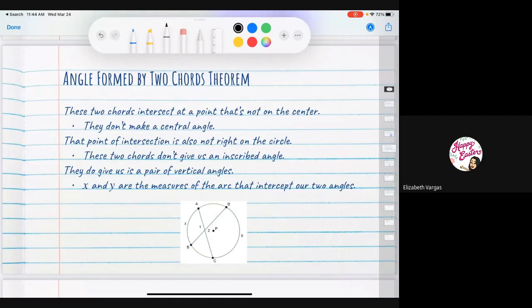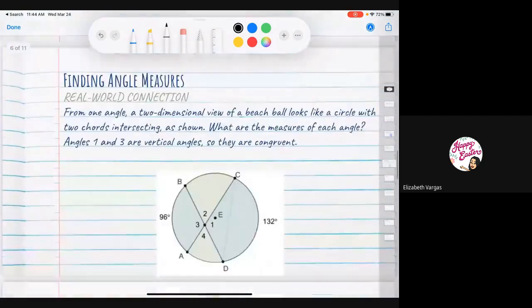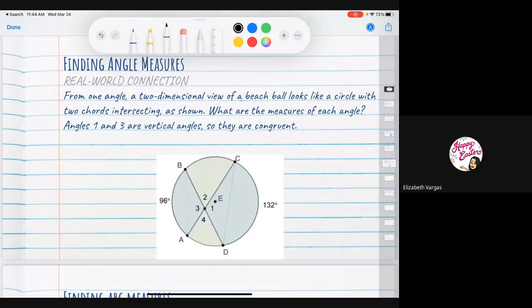What they do is they provide us with pairs of vertical angles. And so given that, we can use the relationship to find the missing angles. So our angles formed by two chords theorem basically tells us that the measure of angle 1 is equal to the measure of angle 2, where the measure of angle 2 is equal to half the first inscribed angle plus the second inscribed angle. Okay? So this is asking, what are the measures of each angle?